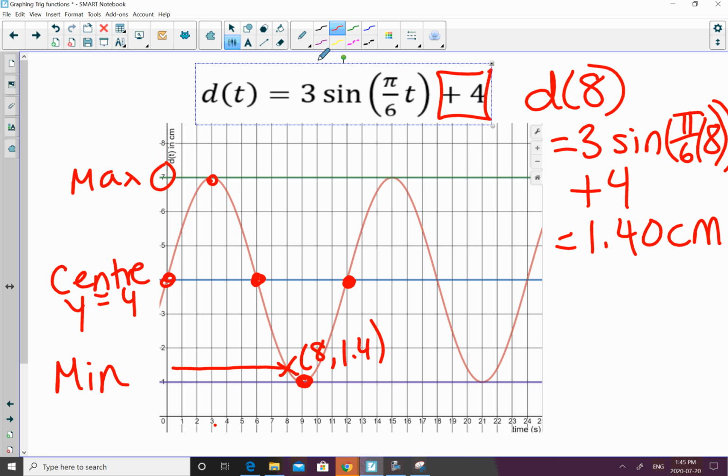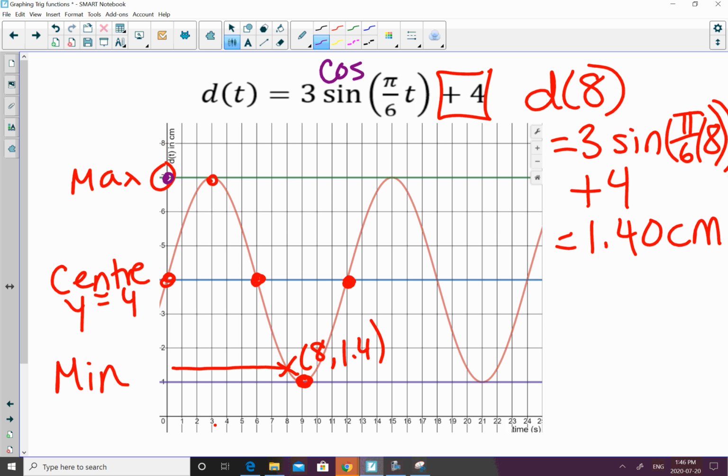Okay, and then the last part of the question was to see if we can create a cos graph to represent this same function. What I like to do is sketch cosine in its standard position with all of the same features I looked at. So I'm just going to take the sine and switch it out for cos. I'm still going to have the same characteristics. I'm just going to draw 3 cos pi by 6 t plus 4.